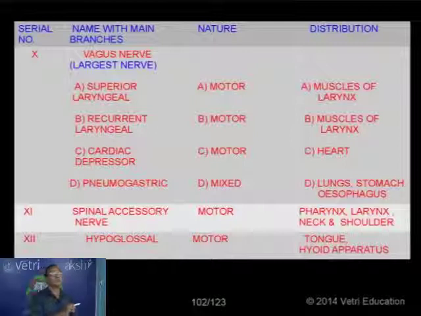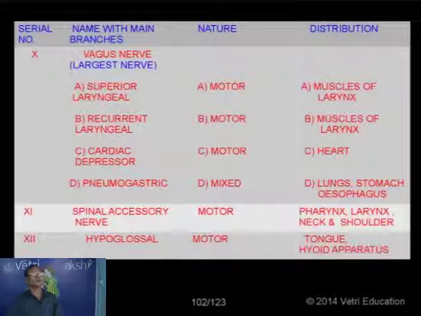So the 6th cranial nerve, the abducens, is the smallest cranial nerve, supplying its branches to the eye muscle. Now the 10th cranial nerve is the most important nerve because it supplies its branches to the lungs, the heart, the larynx and also to the stomach and the esophagus. So all these are very important structures, stimulating or suppressing secretions, stimulating the activities of the heart, etc. So the 10th cranial nerve, the vagus nerve, is the largest nerve. It includes the superior laryngeal, recurrent laryngeal, cardiac depressor, and also the pneumogastric. The cardiac depressor decreases the activity of the heartbeat. And the pneumogastric is connected to the lungs, stomach, esophagus, etc.